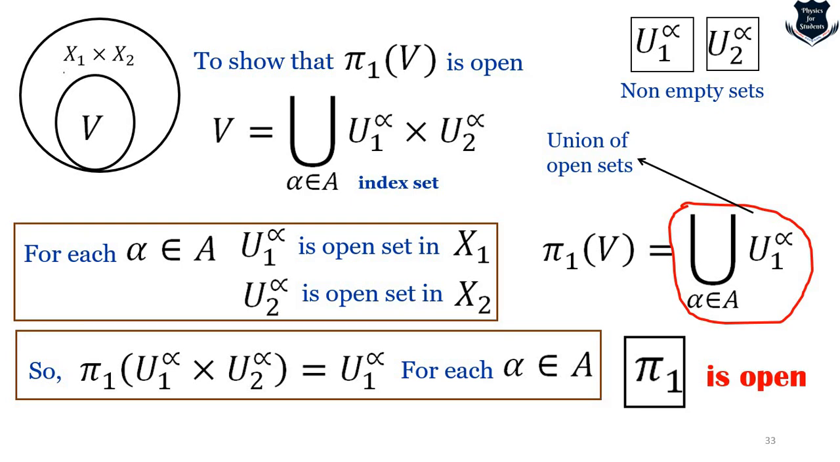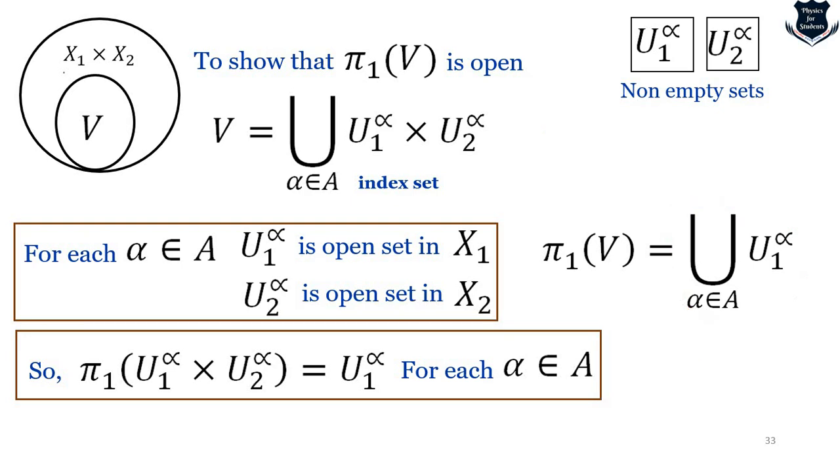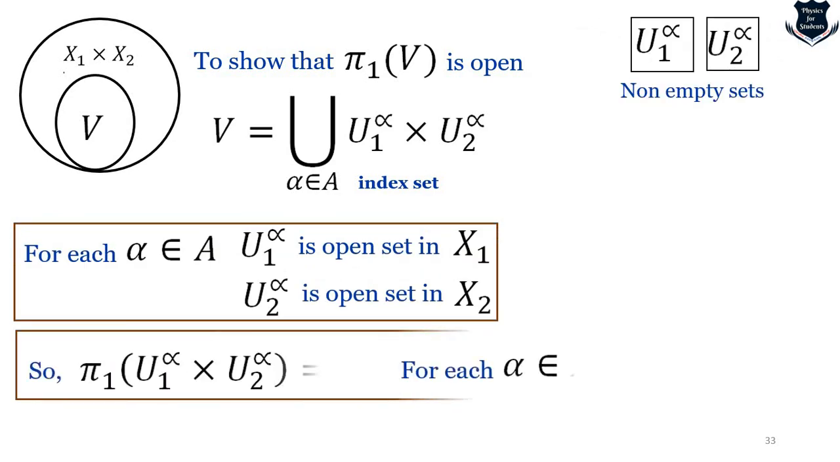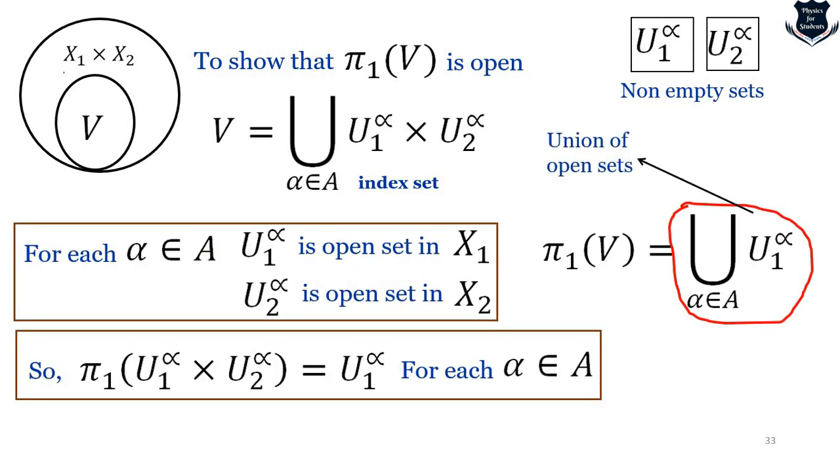So for each alpha, which is an element of A, we take x1 and x2, and then we do the calculation, and then for each alpha in A, we take this part and we show this right hand side union of open sets, and thereby pi1 is open. So this proves actually the earlier one. If we go back to the earlier one, yes, this one, pi1 is continuous and open. Continuous part is proven in here, and the open part is proven over here.